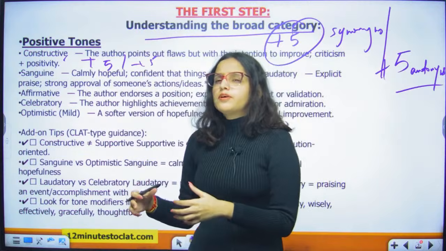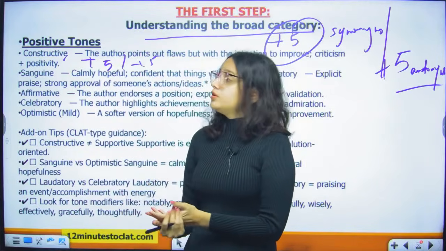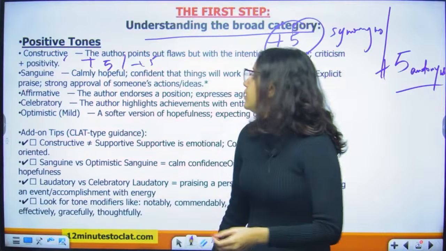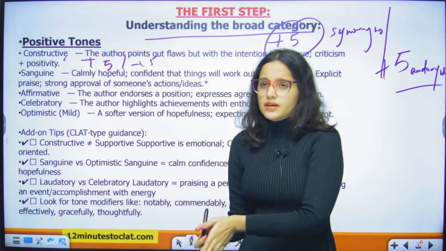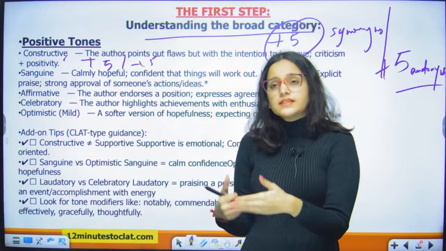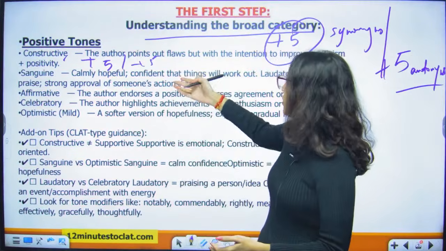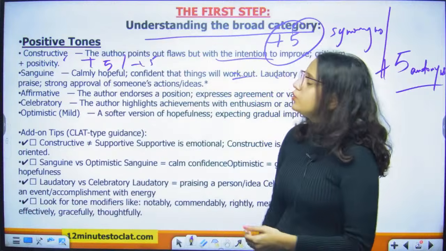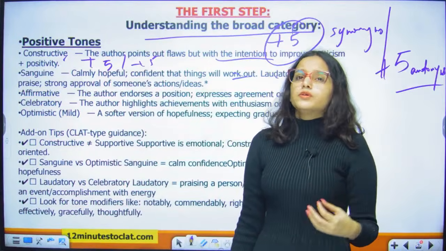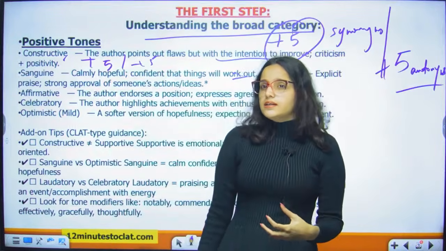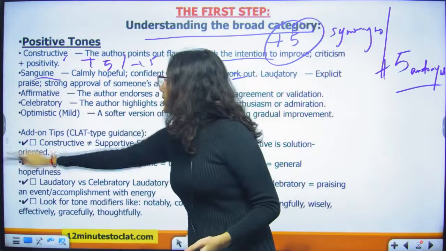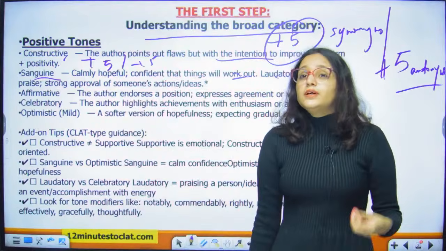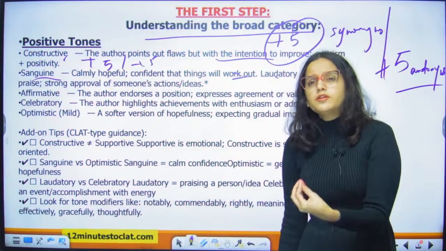Perfect. Now, of course, these are very common ones. I'm sure you all know this. Constructive is when you are pointing out the flaws, but then you are giving feedback which is constructive. You have a hope that things can be improved, right? That is your constructive tone. You're pointing out the flaws, but the overall, let's say, style is optimistic. It is positive. Then comes sanguine. Sanguine is when you're calmly hopeful even in a distressful situation, right?